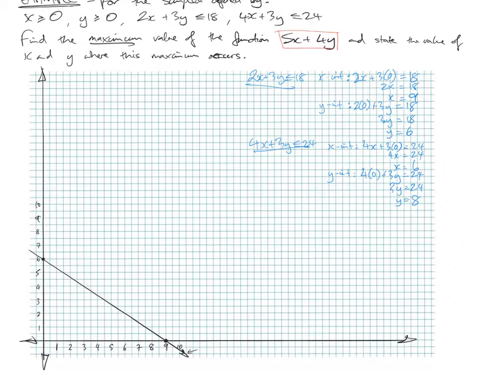So this one was 2x plus 3y is equal to 18. The inequality comes in when we're trying to colour it in. It's going to be less than, so I'm going to colour it under that line. But I needed to get the other boundary of the simplex as well. X is equal to 6. Y is equal to 8. So that's the other boundary line.